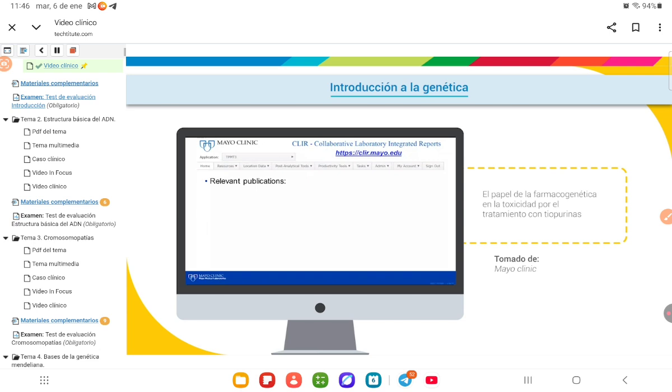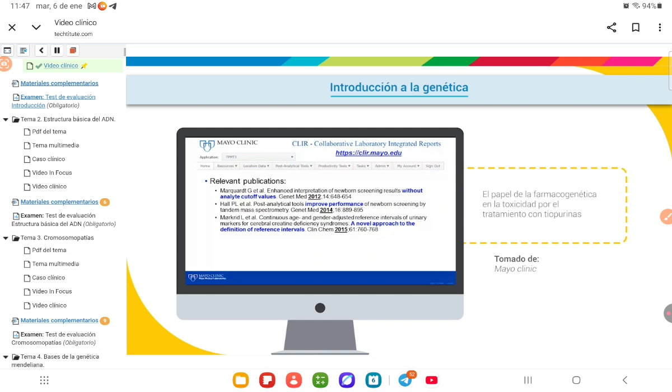CLEAR has been a consistent driver of innovation. In 2012, we first demonstrated how to interpret complex metabolic profiles without using static and mostly arbitrary analyte cutoff values. In 2014, we showed how this software could have prevented as many as 90% of newborn screening false positive outcomes experienced by the California Department of Public Health. In 2015, our main collaborator, Dr. Lars Mørkrid from Oslo University, laid the statistical foundation for a novel approach to the definition of reference intervals.